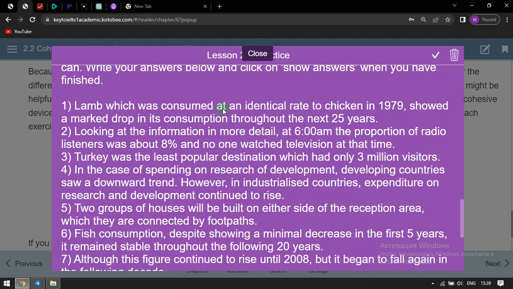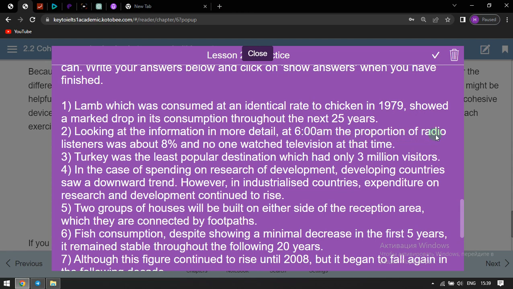Xo'p. Lamb, which was consumed at an identical rate to chicken in 1979, showed a marked drop in its consumption throughout the next 25 years. Okay, what is the mistake? I don't know the mistake in this sentence. Man bitta whichdan oldin virgul qo'yilishi kerak. Lamb, which was consumed at an identical rate to chicken in 1979, showed a marked drop in its consumption throughout the next 25 years.